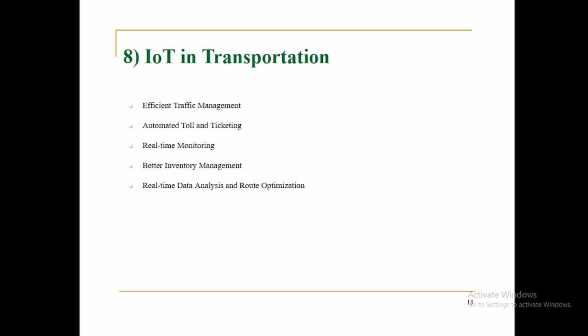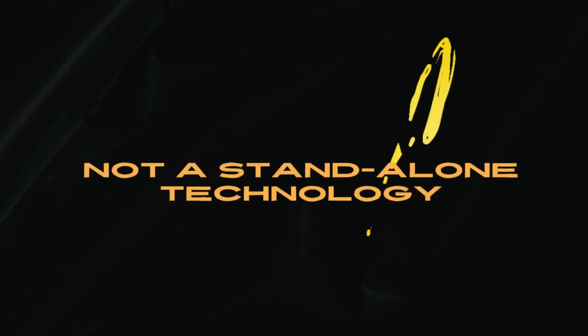Organizations use IoT to optimize their supply chain. Using IoT, they are able to reduce delays and ensure efficient delivery.